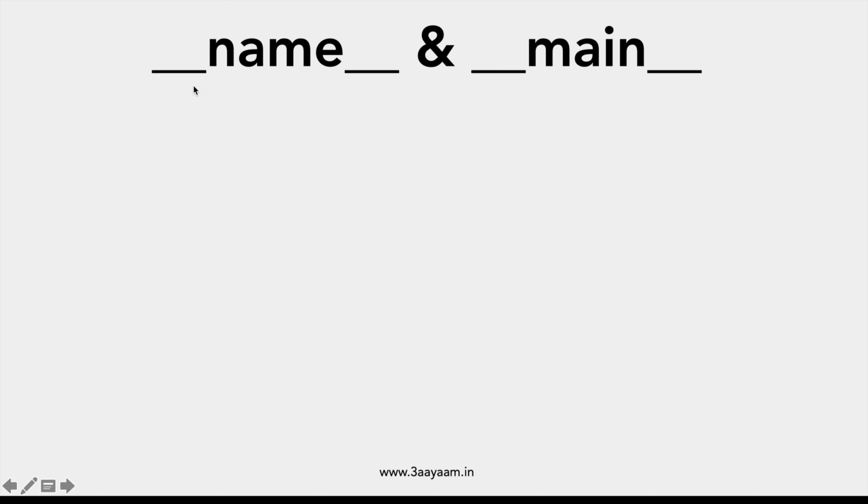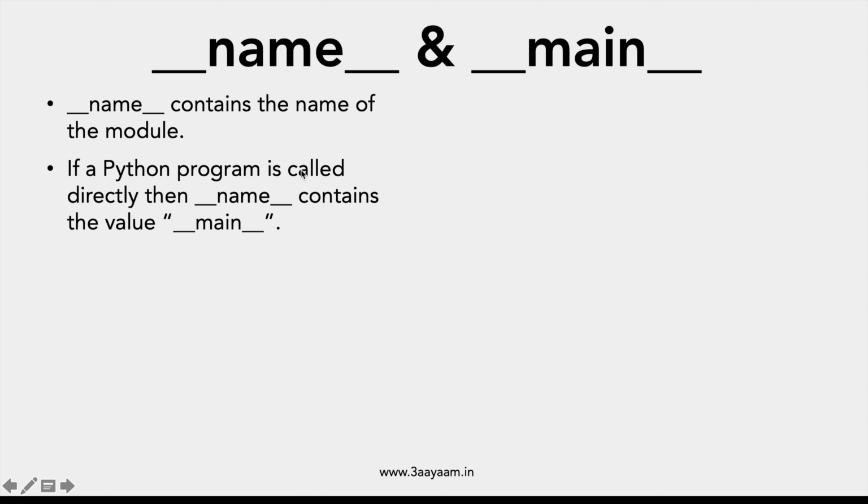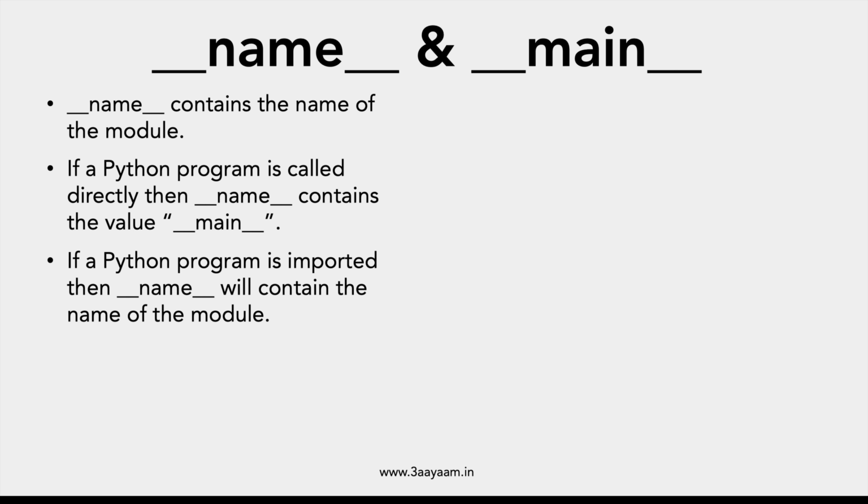So you can use the dunder name dunder variable. So underscore underscore name underscore underscore, double underscore or dunder. What happens is that it contains the name of the module. And if you call the program directly, then dunder name dunder would contain the value dunder main dunder. But if it is called from some other program, and if it is imported, then dunder name dunder would contain the name of the module.